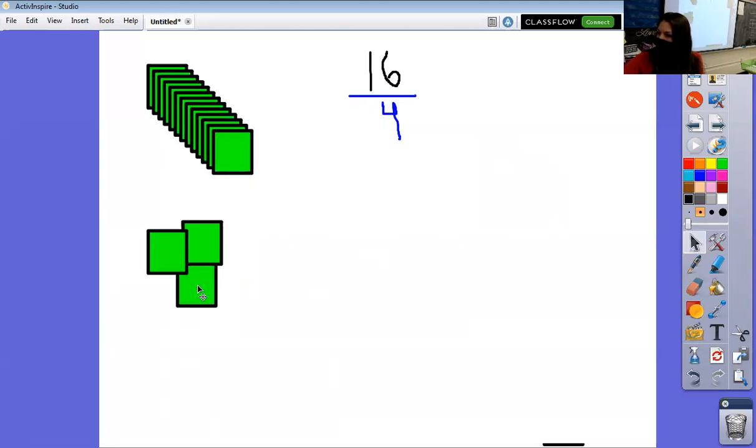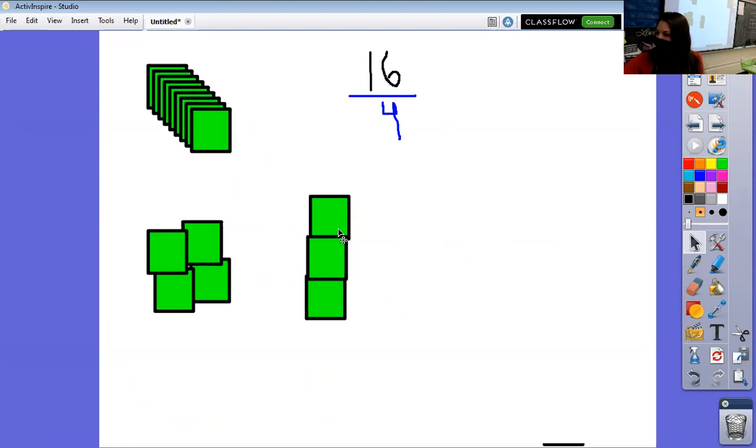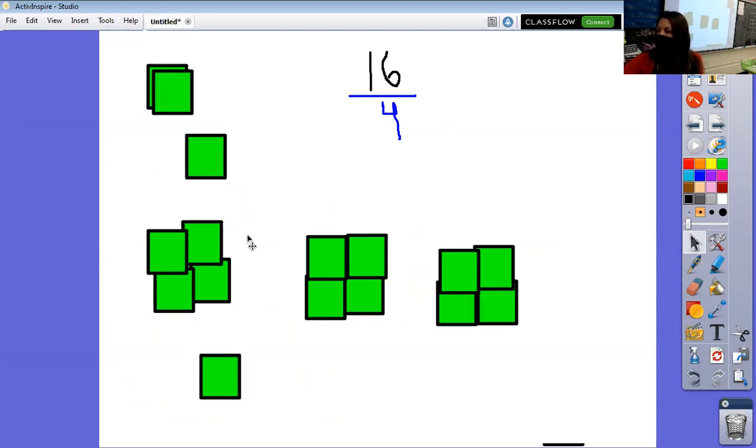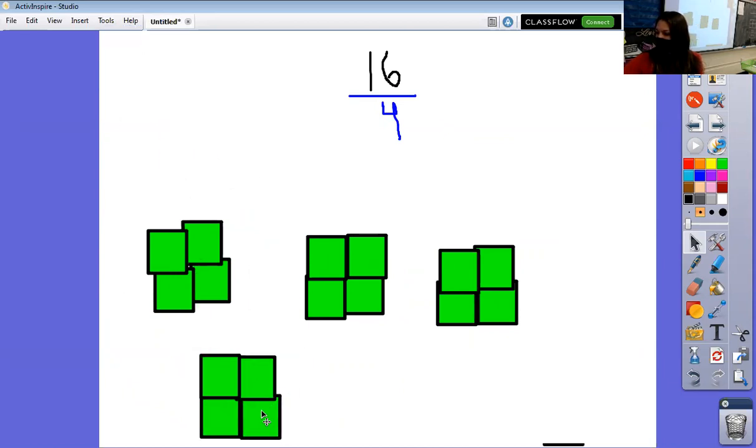1, 2, 3, 4. 1, 2, 3, 4. 1, 2, 3, 4. 1, 2, 3, 4. Ooh, no leftovers. So 4 whole groups, right? 4 whole groups with 0 leftovers, right?